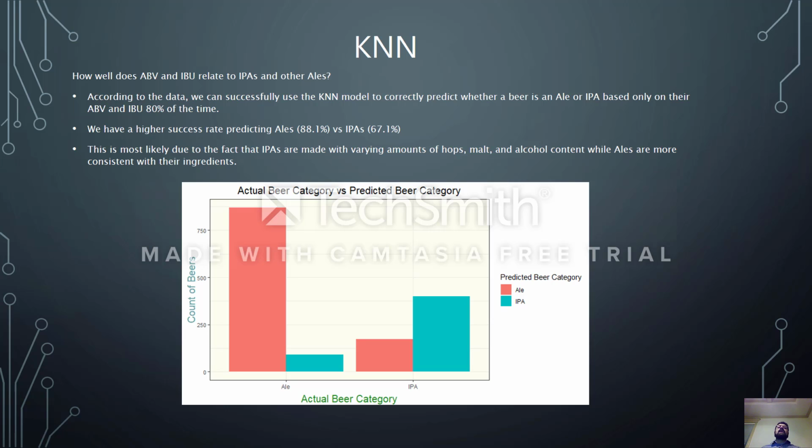This is probably due to the fact that IPAs are made with varying amounts of hops, malt, and other ingredients, and alcohol by volume, whereas ales are more consistent with their ingredients.